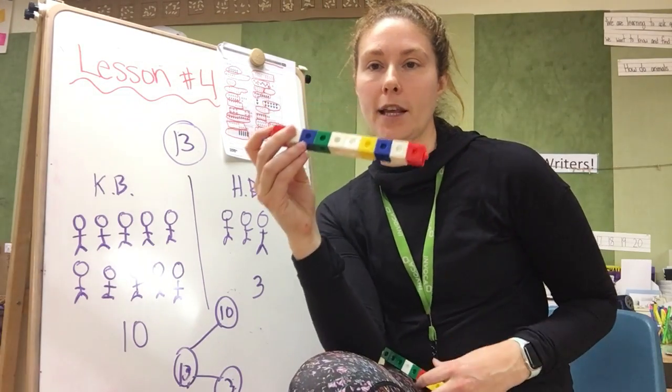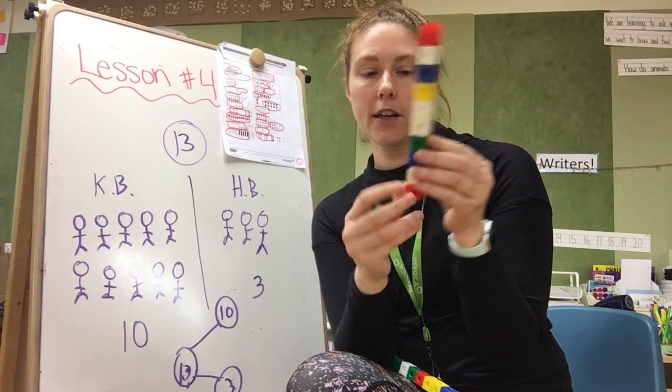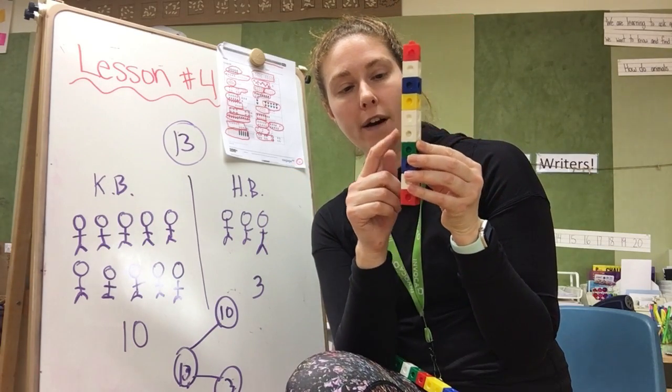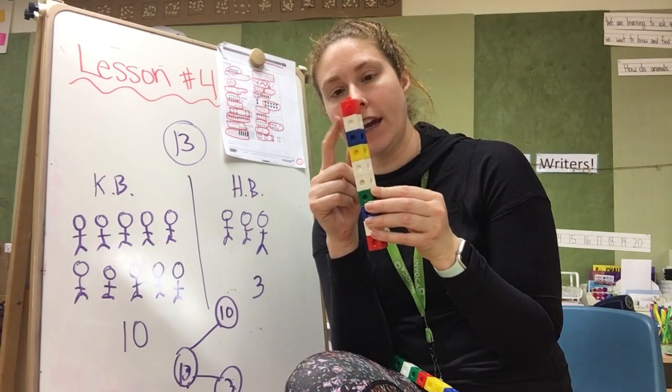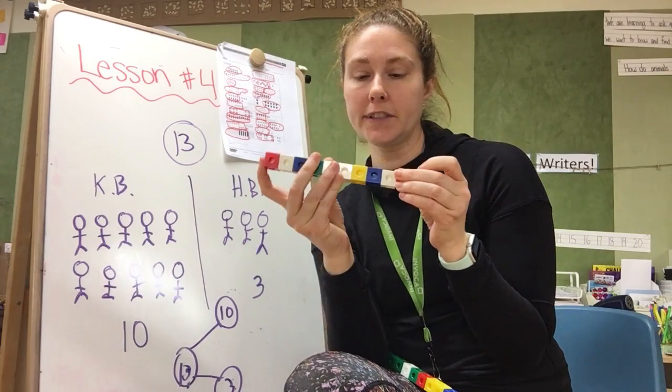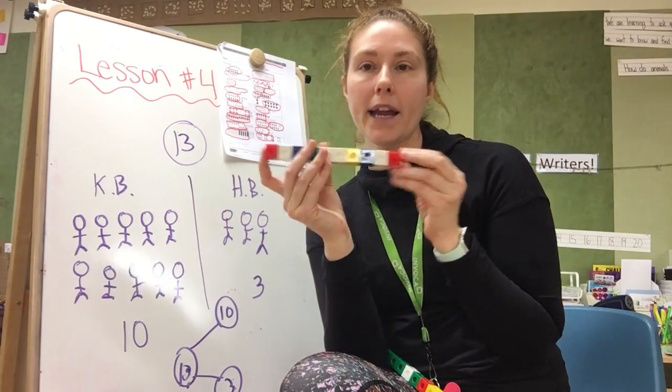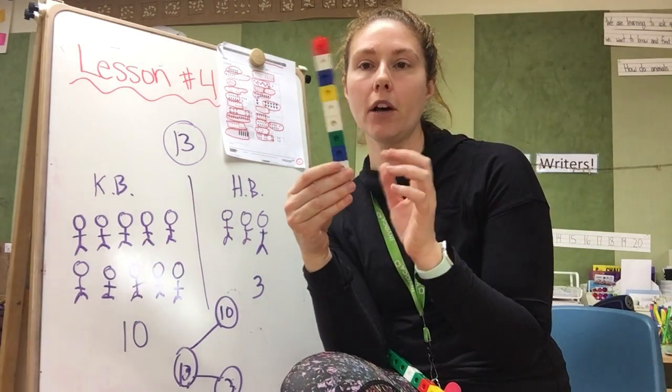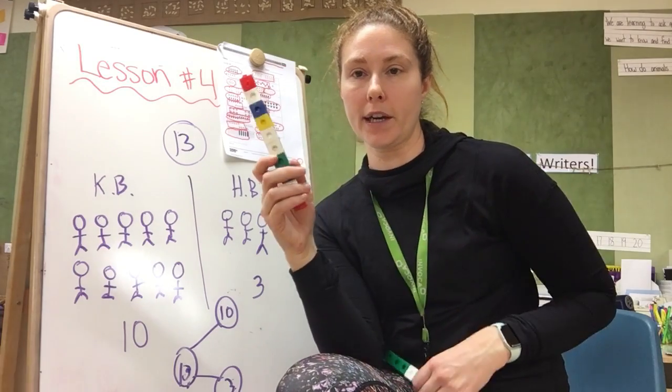So this stick, let me just double check to make sure it's a 10 stick. 1, 2, 3, 4, 5, 6, 7, 8, 9, 10. So this is the value of 10, just like a whole row on the Rekenrek is the value of 10, and we're going to build up from 10 because that's what we're really working on now.